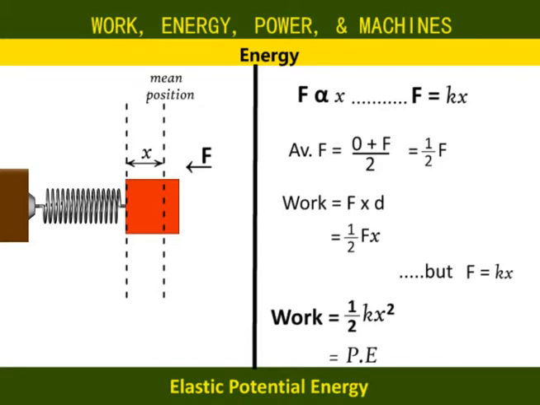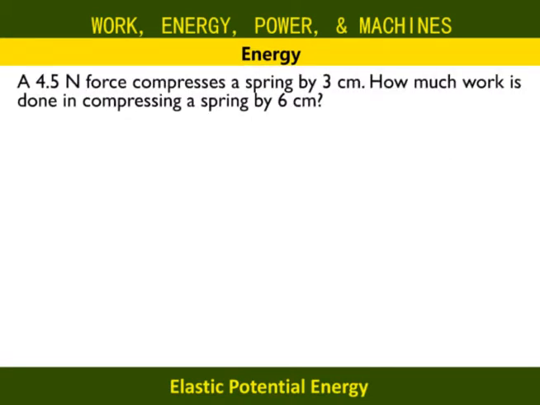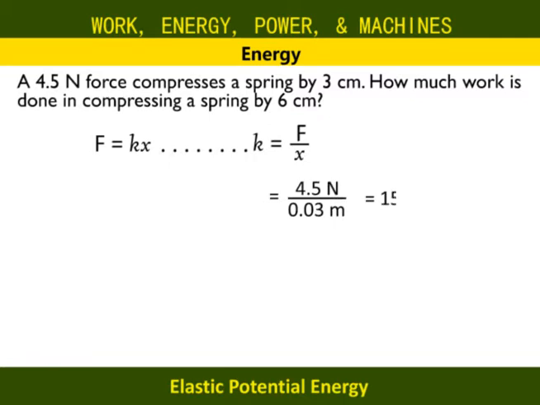For example, a 4.5 Newton force compresses a spring by 3 centimeters. How much work is done in compressing the spring by 6 centimeters? We have force and x, 4.5 newtons and 3 centimeters. First, we find k. Force is equal to kx, meaning that k is equal to force over x. 4.5 newtons over 0.03 meters, that is 3 centimeters, gives us 150 newtons per meter.